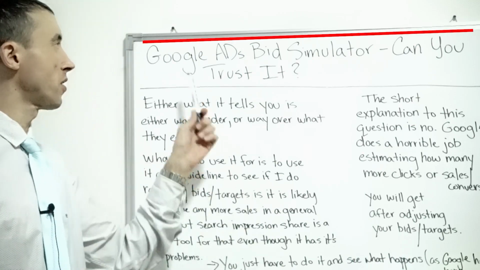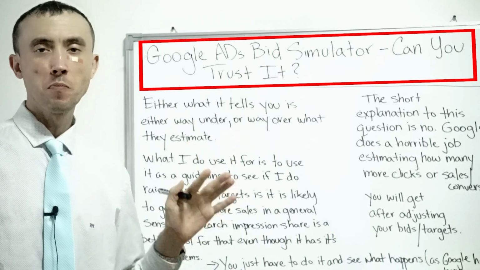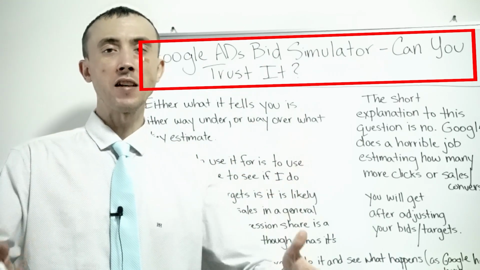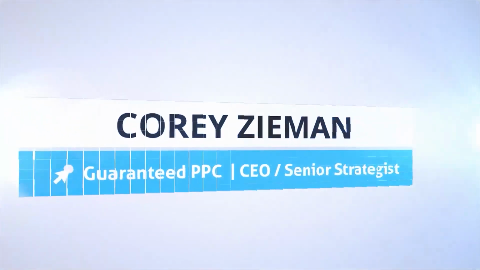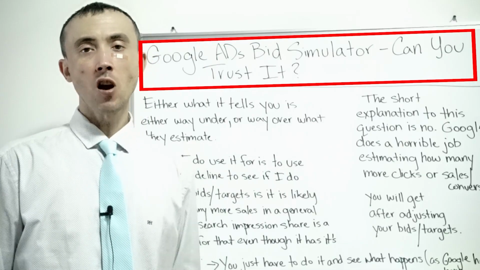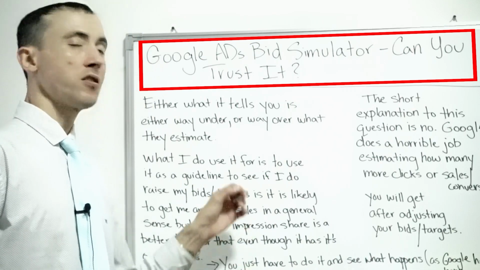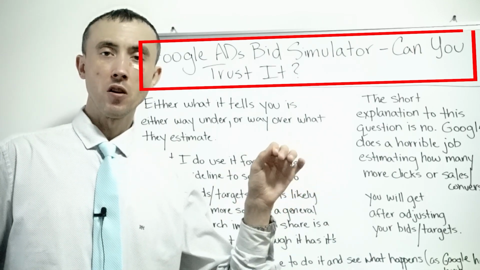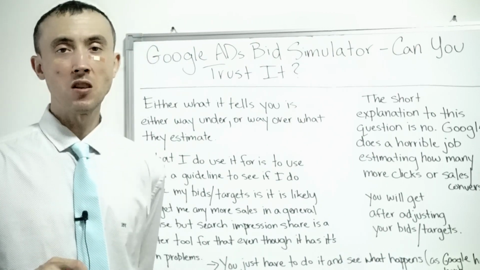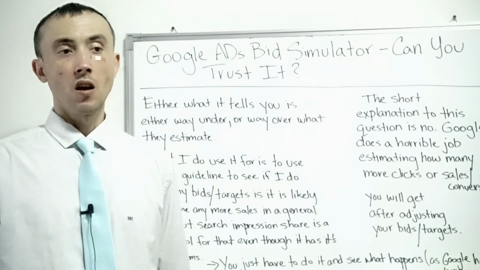Today's video, we're going to talk about the Google Ads bid simulator and can you actually trust it? There's a much better way to identify if you raise your bids or raise your CPA targets or raise your ROAS targets, or conversely lower them, what impact that's going to have on your clicks, leads, and sales. Okay? The short of this is the bid simulator is basically completely useless.